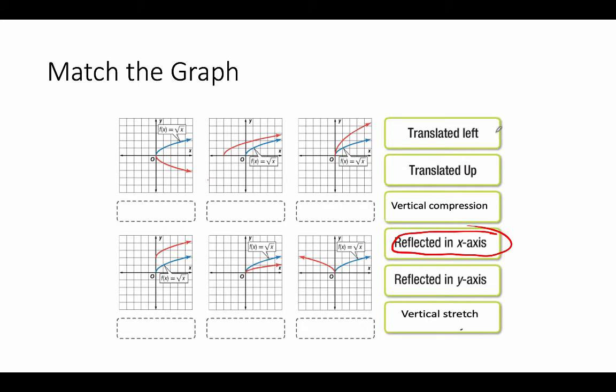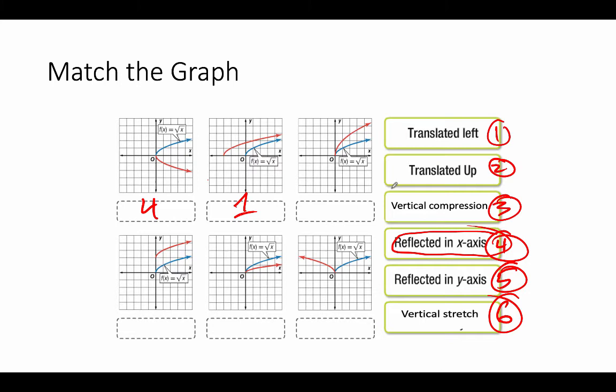Let's call this, I don't know, 1, 2, 3, 4, 5, 6. This one's got to be 4. Okay, this one looks like it's 1, 2, 3 left. That would be translated to the left. Translation is when I move it.